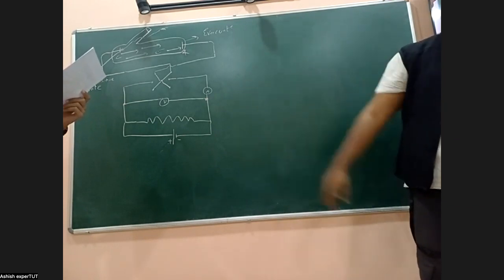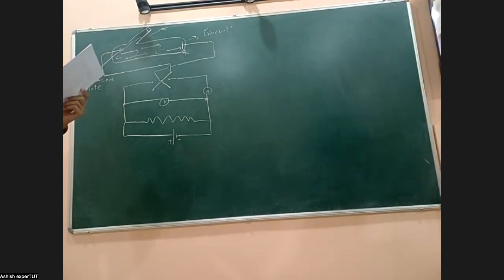Question number 3. What is written in question number 3? What is the answer to that? Negative terminal, or it is also called cathode. Okay, cathode. Good. Now the next question.